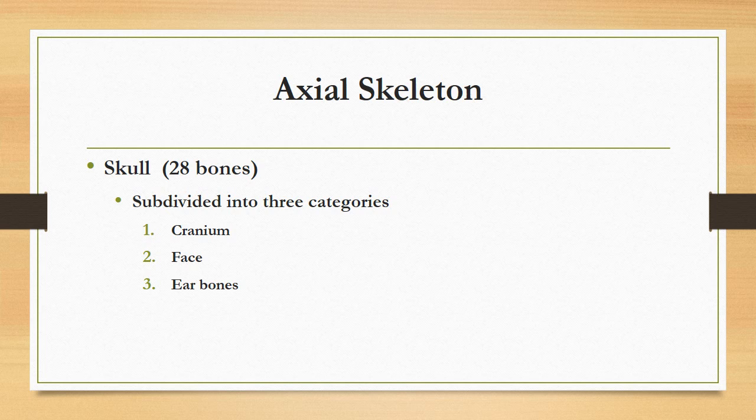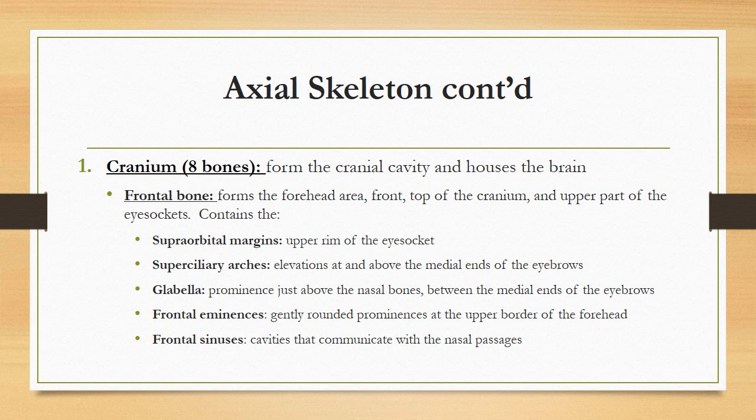The axial skeleton. There are 28 of those, and they're subdivided into 3 categories, which is the cranium, the face, and the ear bones. Cranium, face, ear bones. The cranium has 8, so this is 8 of the 28, and it forms the cranial cavity that houses the brain.